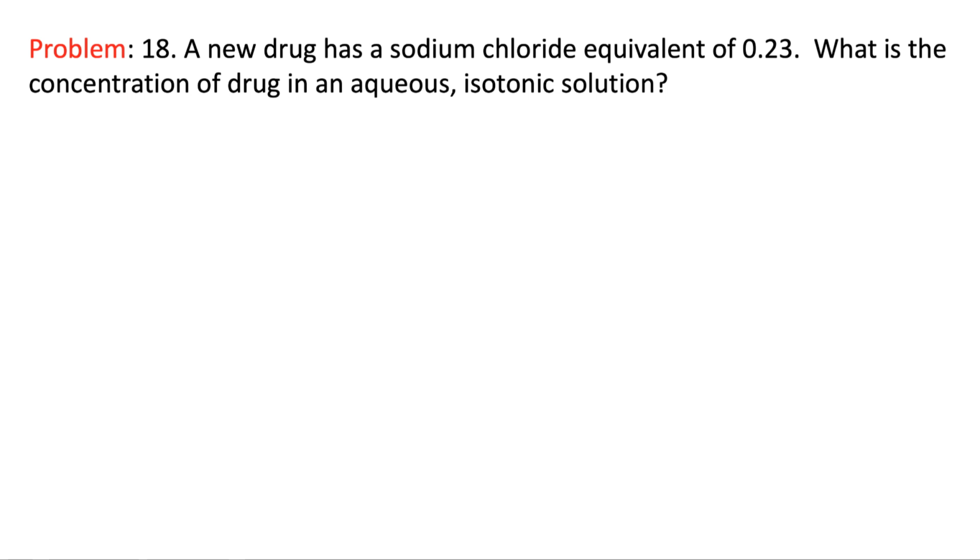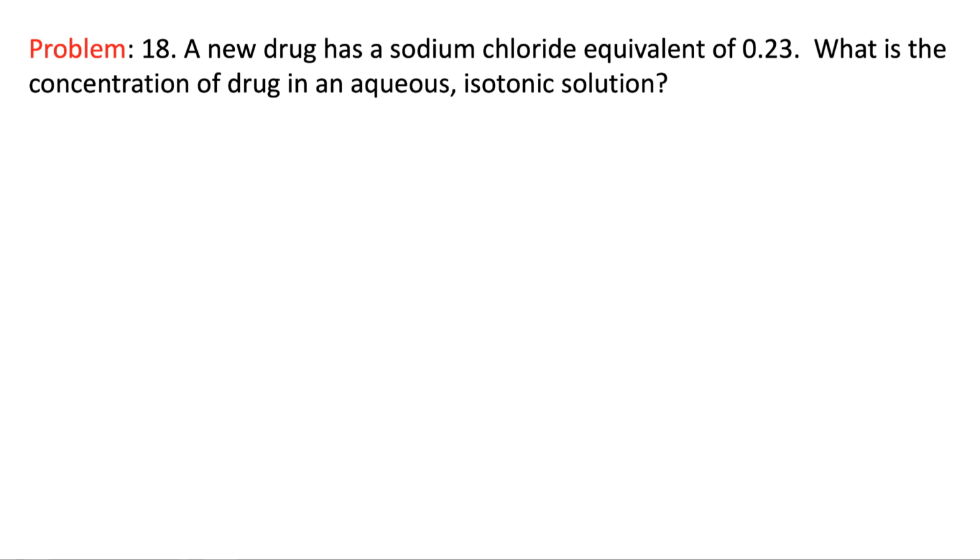All right, next question. It says, a new drug has a sodium chloride equivalent of 0.23. What is the concentration of this drug in an aqueous isotonic solution? What that means is, how much drug do we need to make a solution isotonic, knowing that its E value is 0.23? And this is a pretty easy question.